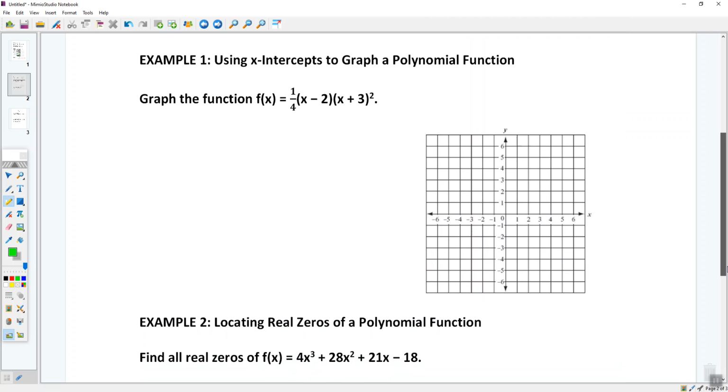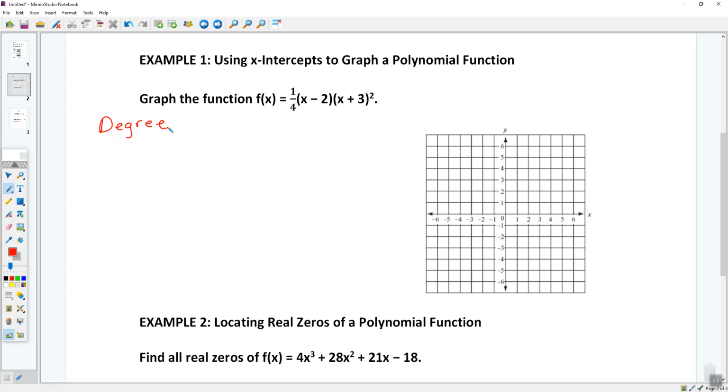Kids, first thing it says to do is use x-intercepts to try to graph a polynomial function. Now, I'm going to be honest with you. I think decimals would be a good thing, but here's what I want to point out to you guys. A couple things. First of all, I want you to understand the degree on this function first and why it is the way it is.